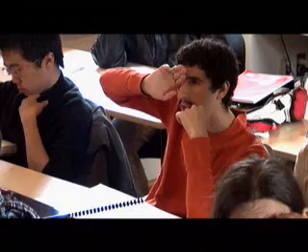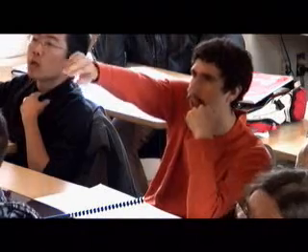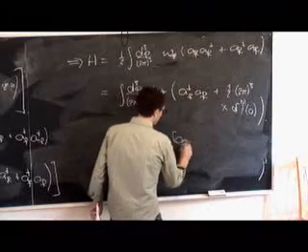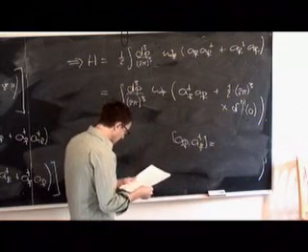Sorry, I think I missed the logic between the step on the top of the board and the step right under it. This is a_p, a_q dagger. Let me just make sure I get my minus signs right.